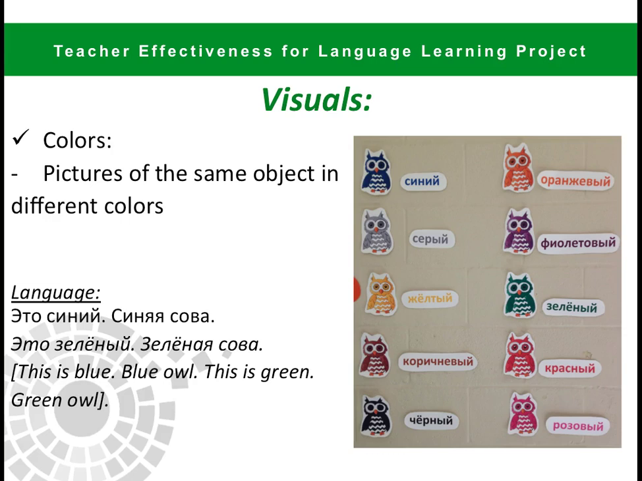Here's another example. In this example, I have used visuals of the same objects in different colors. This was an owl, and I was introducing different colors to the students. And they could see the same exact object, in this case an animal, the owl, but in different colors.